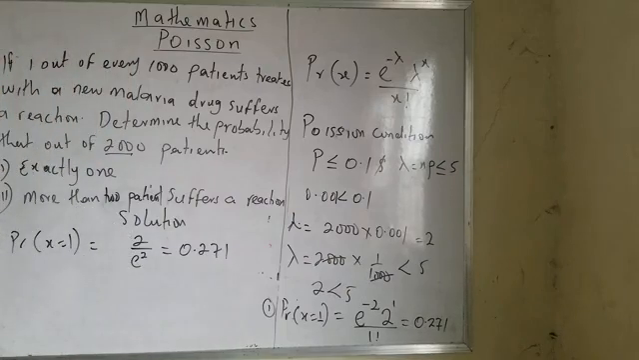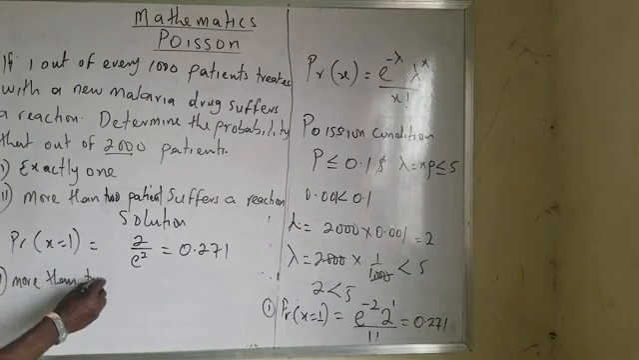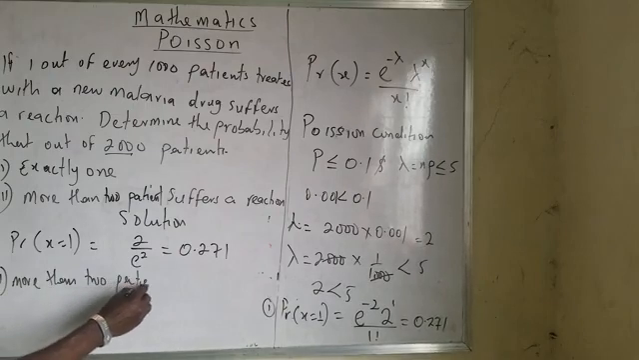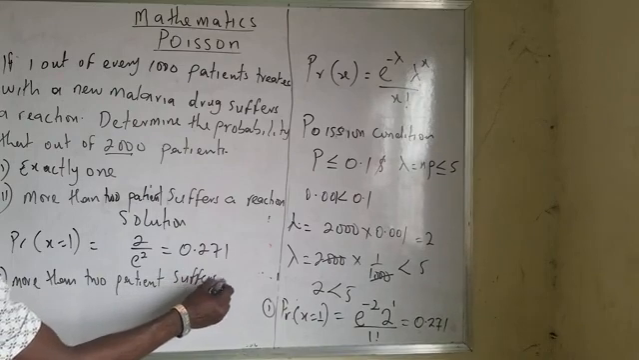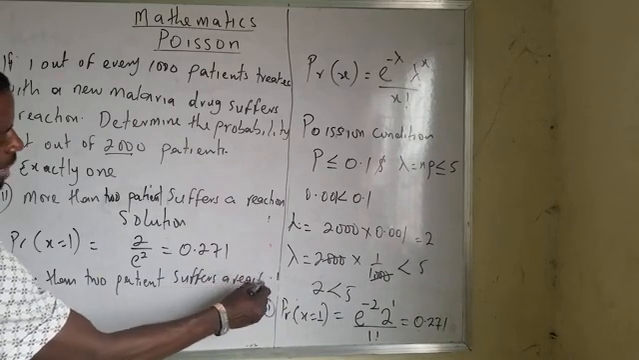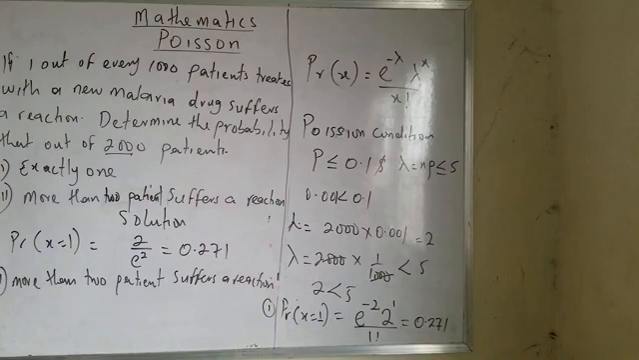Now, question number two tells us more than 2 patients suffer a reaction. What we need to do at this point is this: we are talking about more than 2 patients suffering a reaction. It means I'll be talking about the Poisson of more than 2.